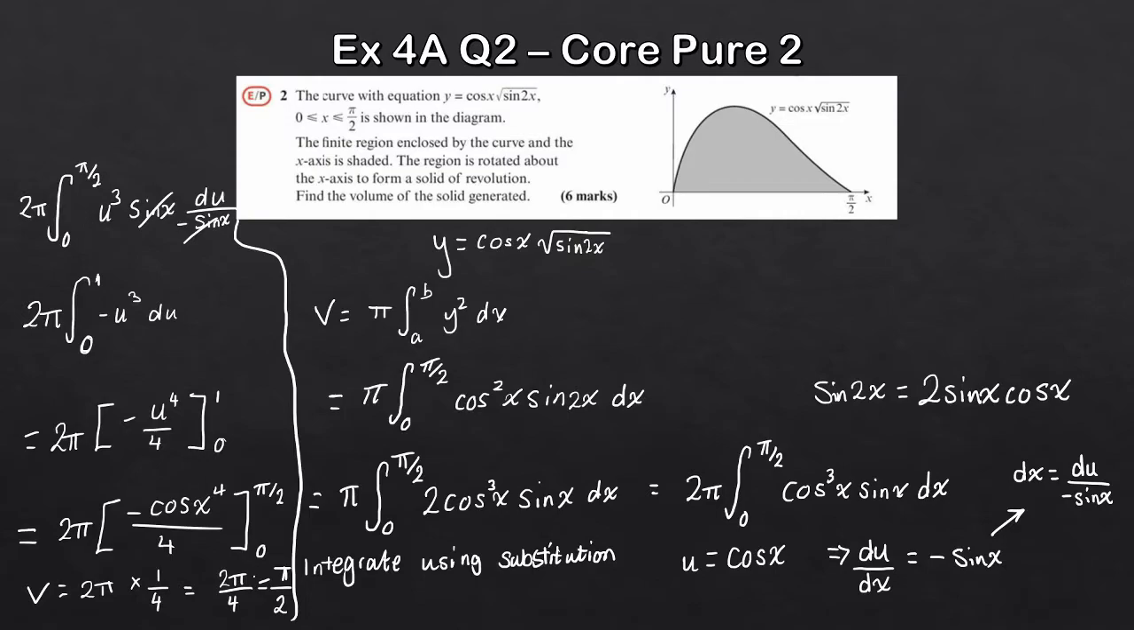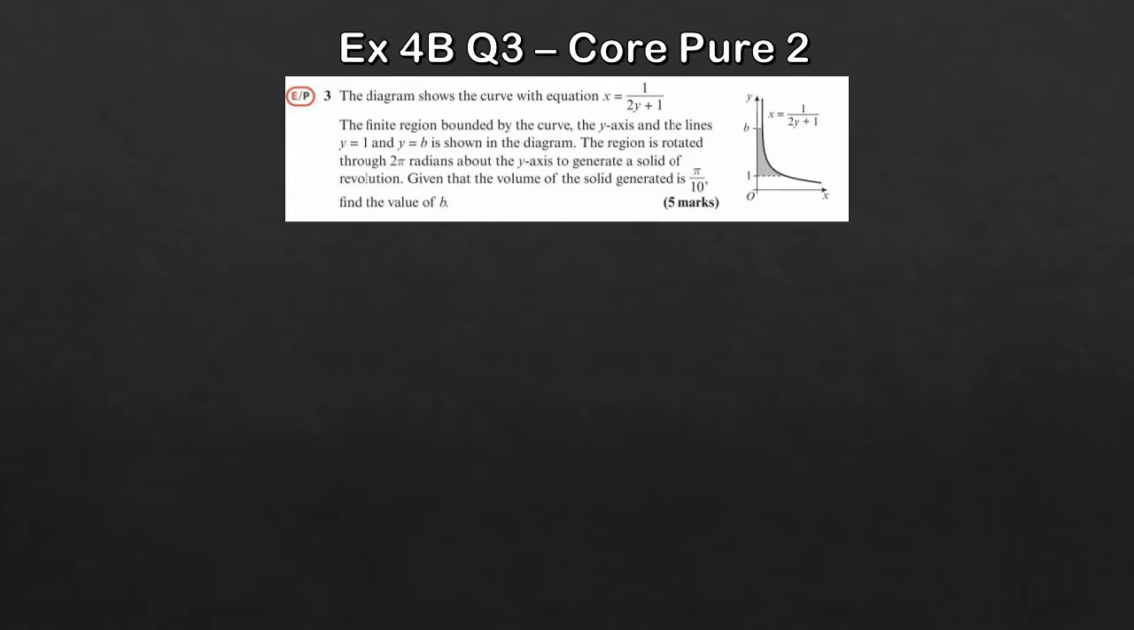Like you can see, there's a lot of little things you've got to watch out for in this chapter. So make sure you're confident with your integration. Make sure you're confident with trig identities. Very, very important for this chapter. Okay, but let's take a look at the next one. This next one's slightly different.